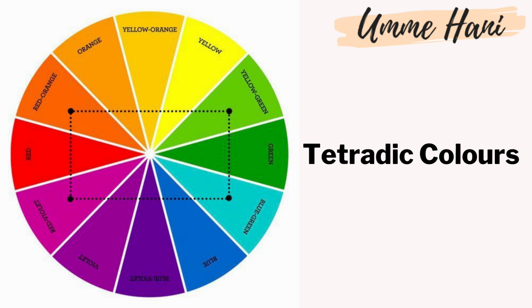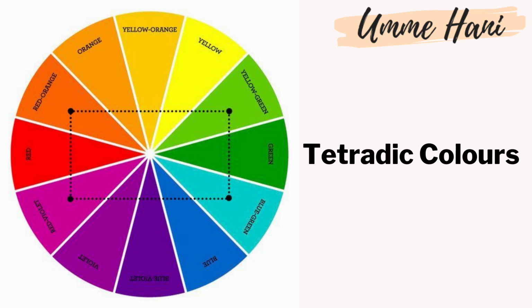What is Tetradic Colors? Tetradic Colors is basically a combination of 4 colors in the color wheel. So if you place a rectangle in the color wheel, you get the combination of 4 colors at the edges. So let's have a look at this example, which is red orange, red violet, blue green and yellow green, a combination of 4 tetradic colors.